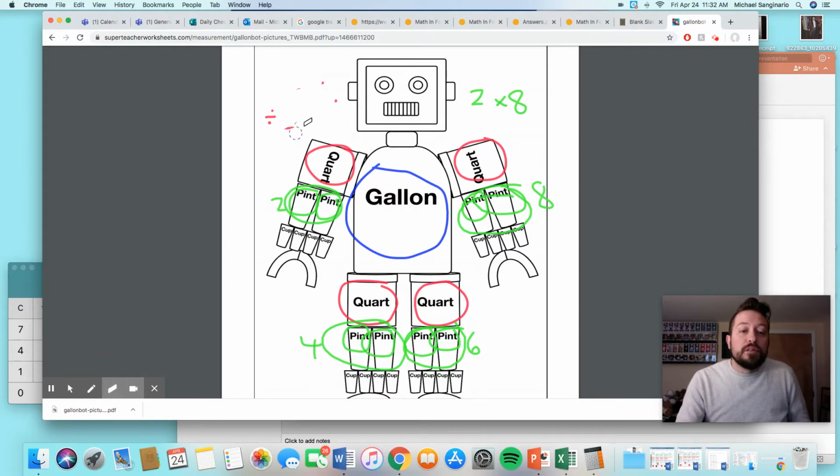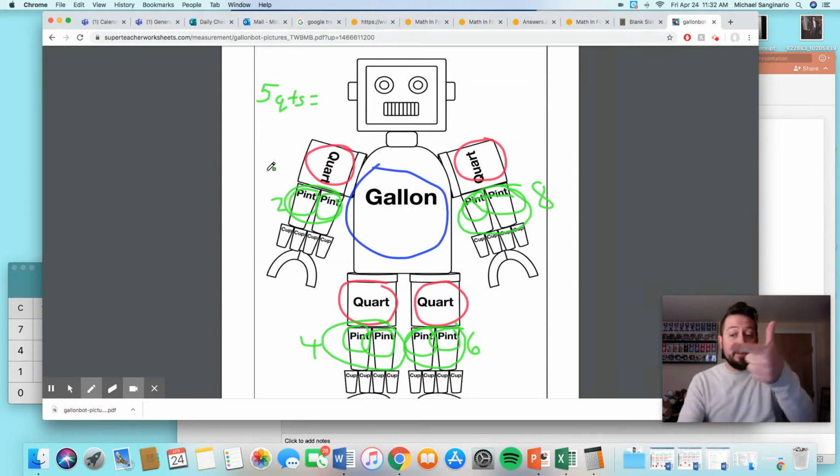Okay, let me erase some of this here. If the question is how many pints are in 5 quarts, okay, so we have 5 quarts equals blank pints. I need to take the 5 and multiply it by 2, okay? 5, 10. You all can do that. I know you can count by 5s, okay? So that would be 10 pints. I'll put PT for pints, okay?